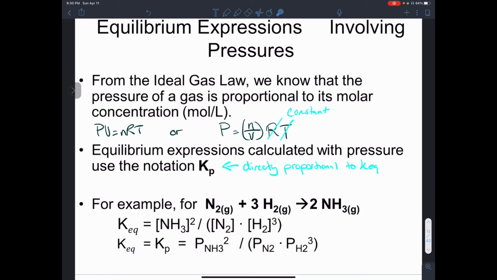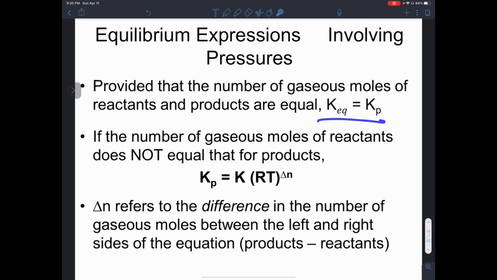But if we don't have concentration data, we can just do the exact same thing. KEQ is equal to K sub P, the equilibrium constant determined by pressure. We'll just be plugging in the pressure of ammonia raised to the same coefficient, and the pressure of nitrogen and the pressure of hydrogen. So KEQ is essentially equal to KP with one exception. If the number of gas molecules of reactants doesn't equal the number of molecules of products, then there's an extra little step we have to do there.